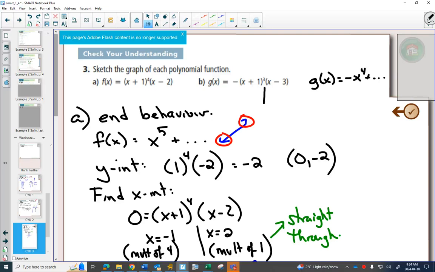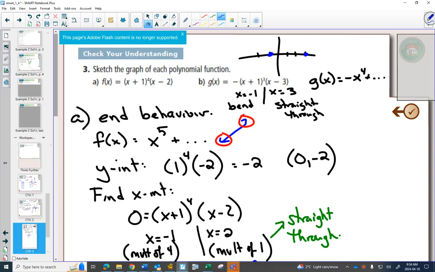But our x-intercepts are -1, and that one's going to bend because it is a multiplicity of 3. And we have an x-intercept of 3. That'll go straight through. I mean, we can almost graph it super quick here. -1, 3, and behavior is going to go down.